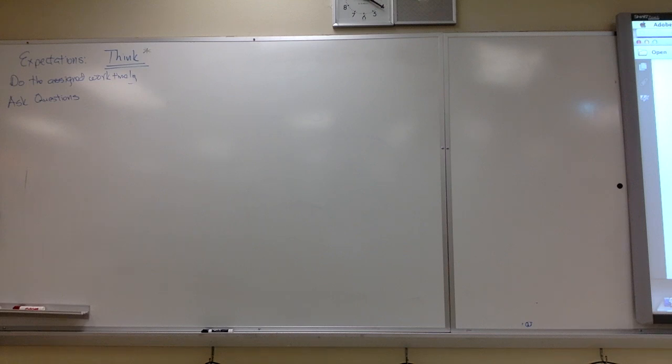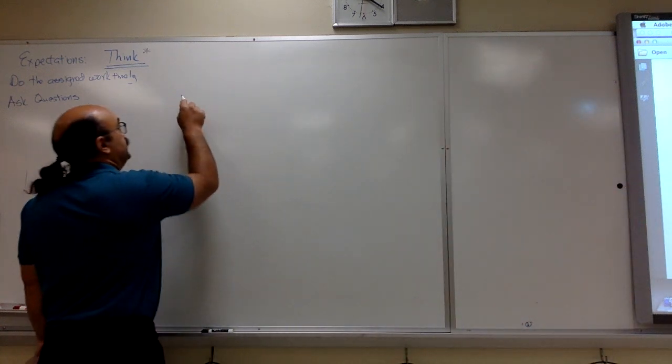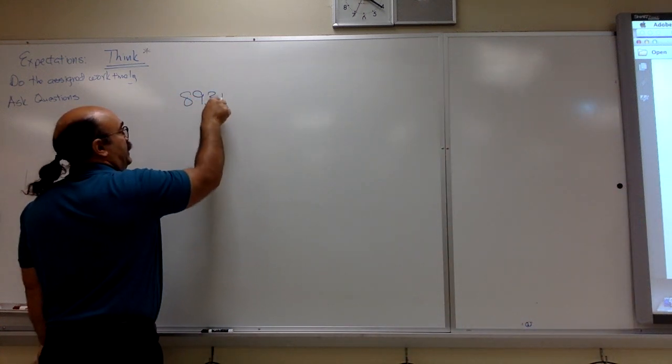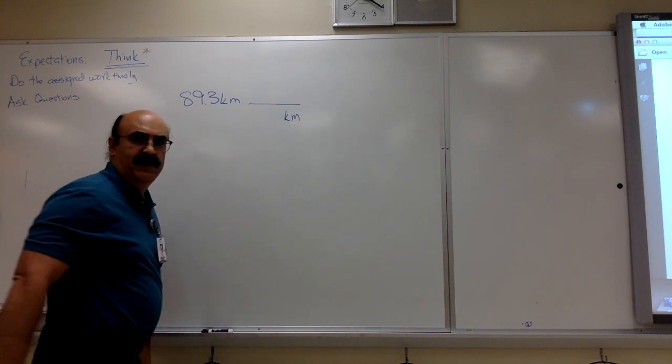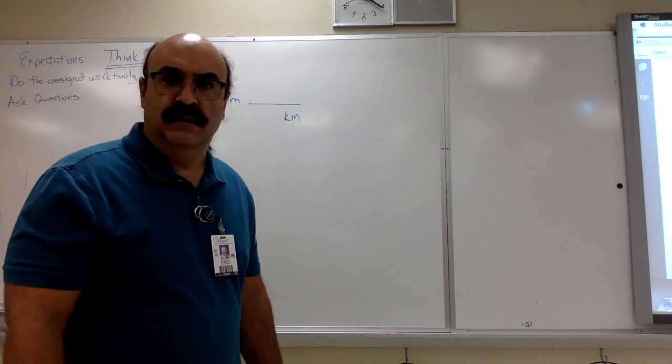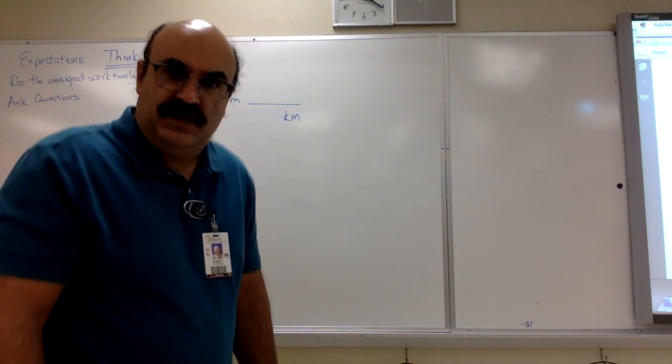So then, looking at the next problem, number 4, I'm converting kilometers to millimeters. Well, that's what I do. I start with 89.3 kilometers. Automatically, kilometers goes in the denominator to cross cancel. No hard thinking. That's just the way it is.